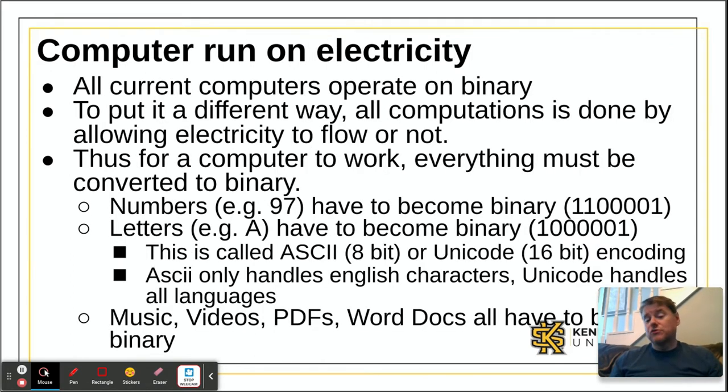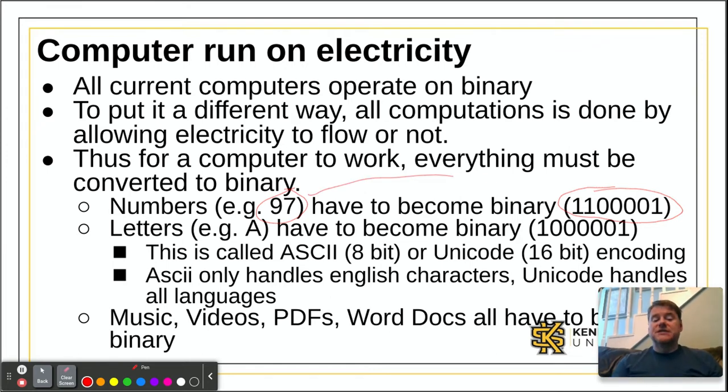So since computers only run on electricity, they only operate on binary. Or to put it a different way, all computation is done by allowing electricity to flow or not flow. So for the computer to work, everything must be converted to binary. For example, the number 97 happens to convert to this particular binary string. We're going to see how to do that in a moment, but I just want you to be aware that that is what it looks like when you convert decimal to binary.